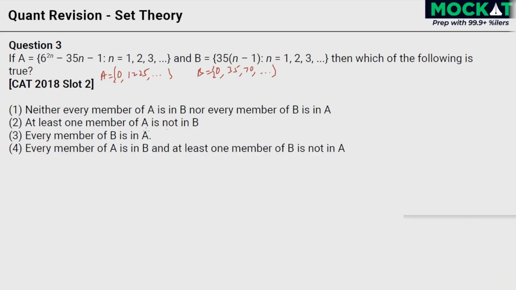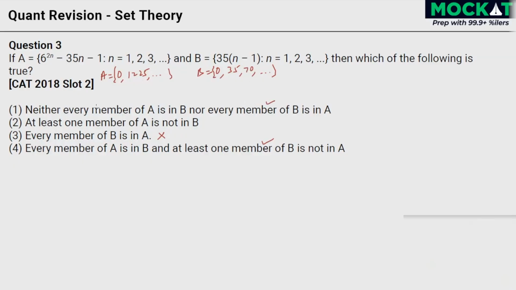Clearly, every member of B is in A is definitely wrong. At least one member of A is not in B. Can I say 1225 is definitely not in B? I don't know. At least one member of B is not in A. This part is correct. The first part I have to check. First part is the same over here. No, at least one member of A is not in B, the other way around. Fine. Neither every member of A is in B, nor every member of B is in A. Neither of it is true. Every member of B is in A. Not the case. This is correct.